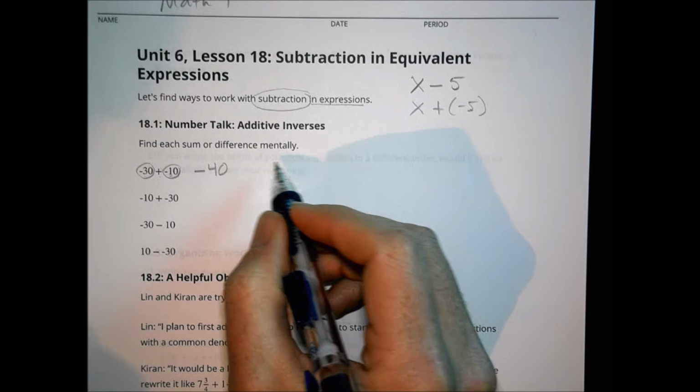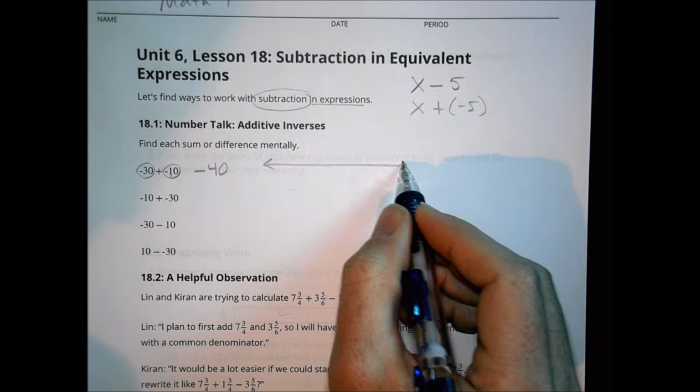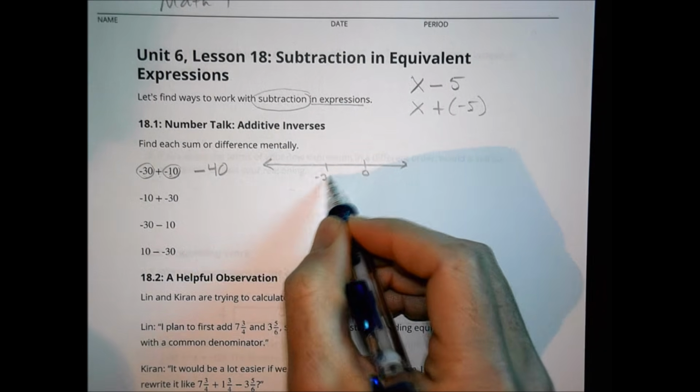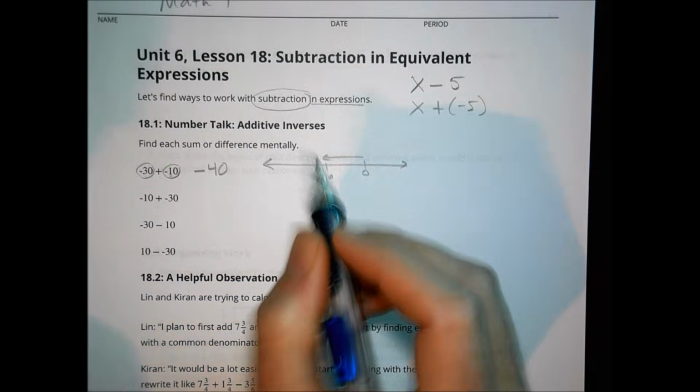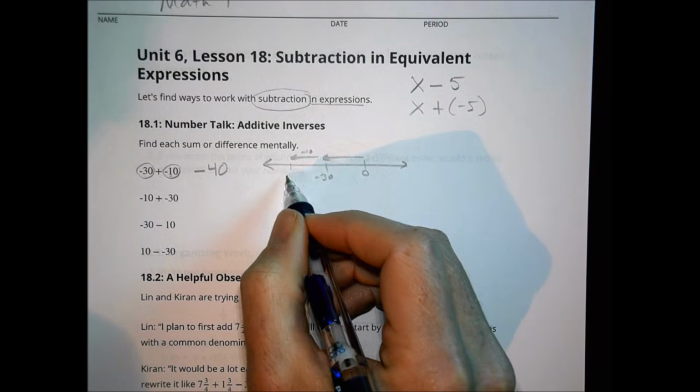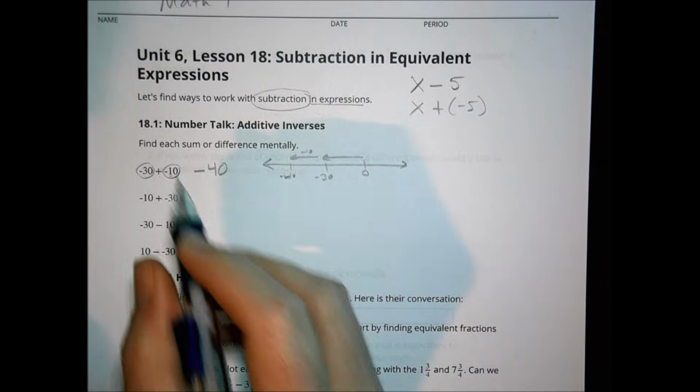I could do the same thing with a number line. If I'm at 0 and I start at negative 30, and I add an additional negative 10, I'm going to go this way 10 more, which puts me at negative 40.